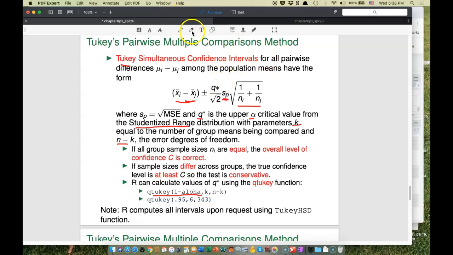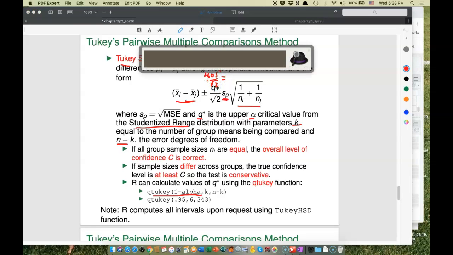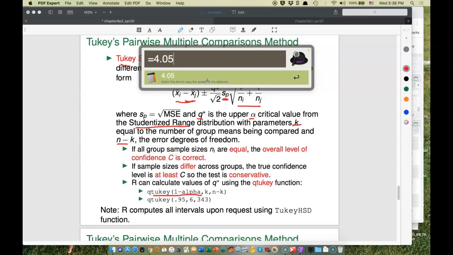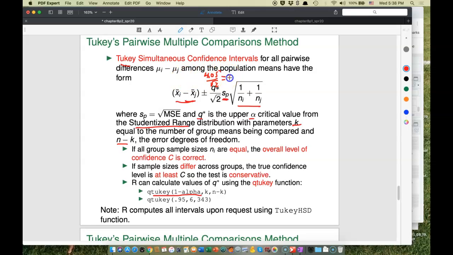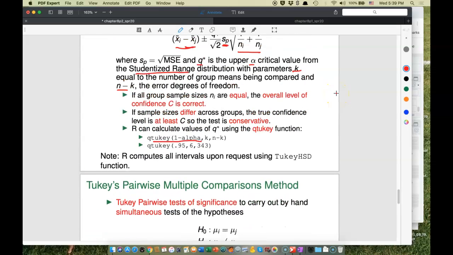So let's see if I can fit it in here. 4.05 over the square root of 2. And what we get here is 2.86. So that 2.86 is bigger than the T multiplier, but not as big as the Bonferroni multiplier typically. Okay, so it's somewhere in between, and it's more optimized or more tailored to the particular situation that we're considering. Okay, now let's see how we could do that with R.